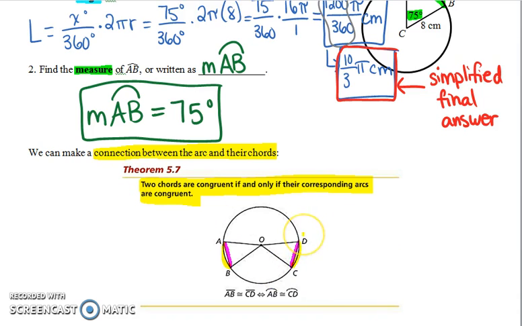And this is just a theorem that we might apply in a homework or a future problem. So I just wanted you to be aware of this. But it should be pretty straightforward that if two chords are congruent, then their two corresponding intercepted arcs will also be congruent.